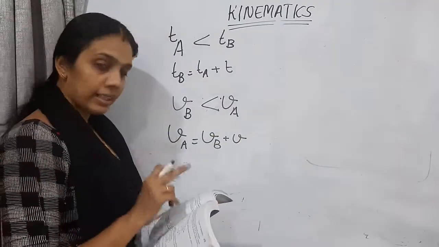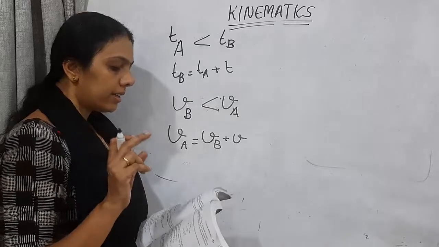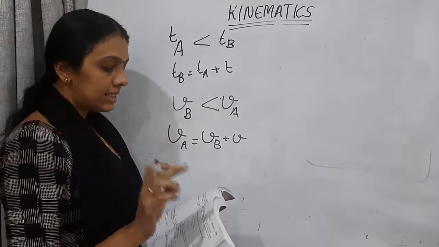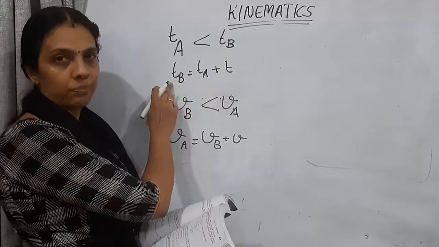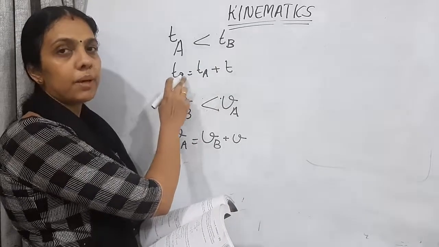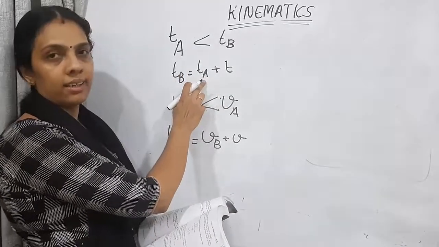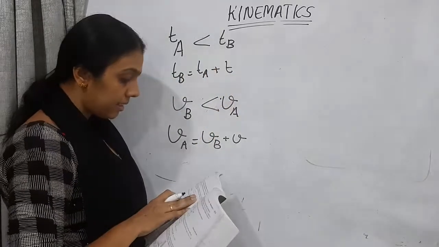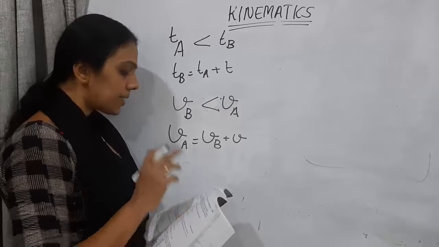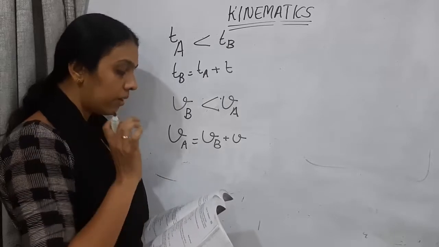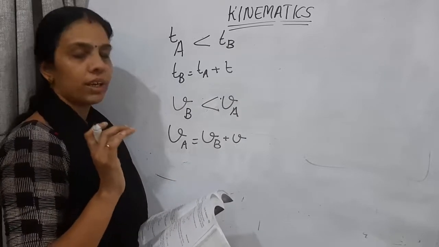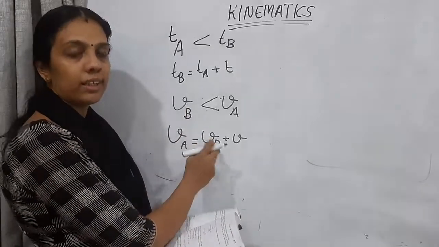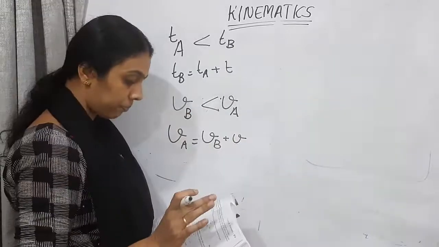Okay, so I'll read that sentence once more. In a car race, car A takes time T less than that of B. TB minus T will be TA. That is, TB equals TA plus T. And it passes the finishing point with a speed V more than that of car B. So the final velocity of A will be equal to VB plus V.